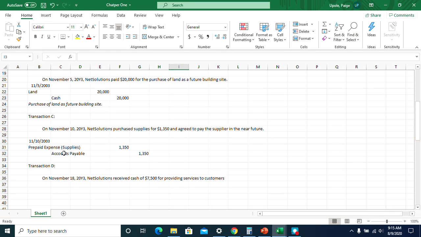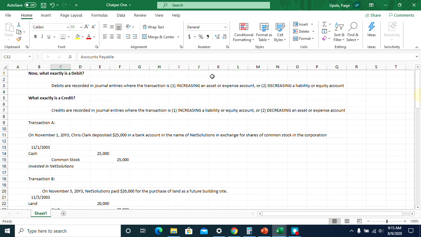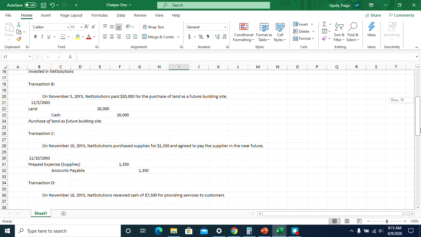And then why are we crediting accounts payable? If we revisit our definition, when we credit something, we are increasing a liability or an equity account or decreasing an asset or expense account. We know accounts payable is a liability because it's a debt owed to someone in the future. So that's why we credit accounts payable.